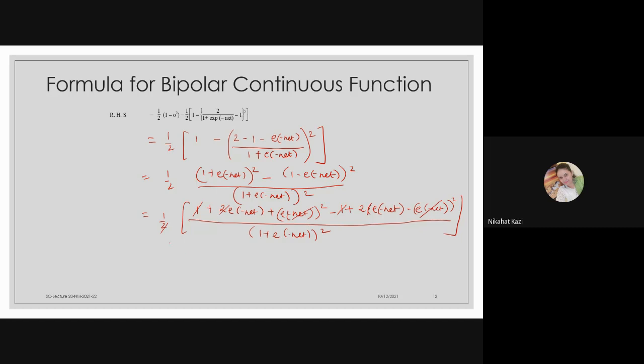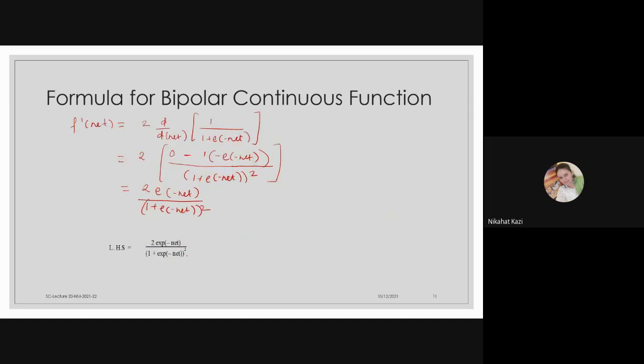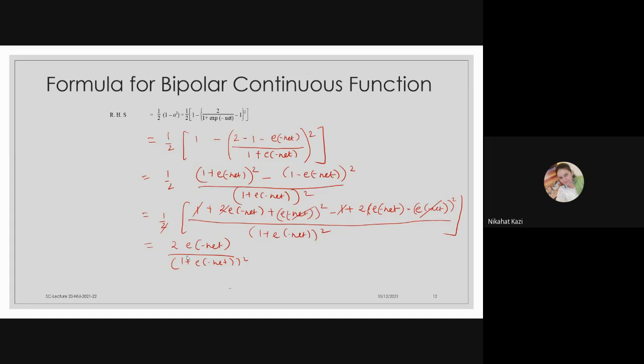What is the expression? It is the same as the left hand side, that is 2 e raised to minus net upon 1 plus e raised to minus net, the whole square. The same expression. So hence it is proved that when you use a bipolar continuous activation function, you can directly use this. This will be helpful in solving the problems which are based on this particular learning rule.